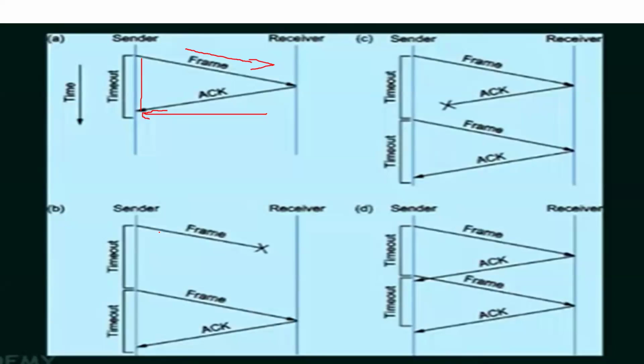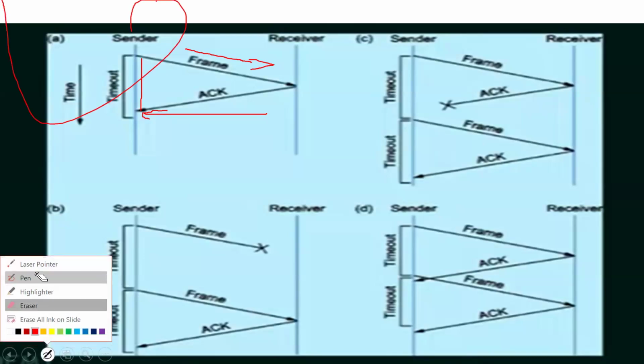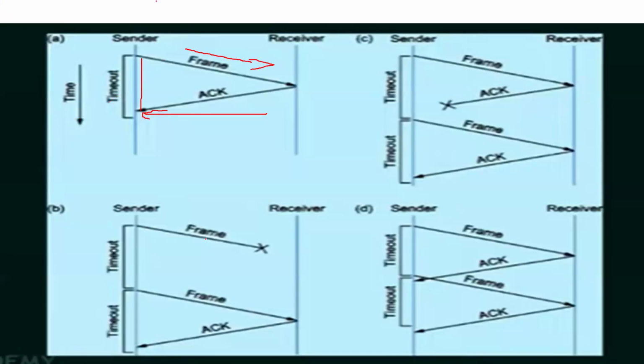In the same way, in the second case, B, the sender has sent the frame and the frame was lost here. The sender is going to be waiting for the receiver's acknowledgement. Here the waiting time was lost. Again the sender sends the frame and the acknowledgement comes. While sending the request and getting the response from the receiver, there will also be some timeout, wasting time.